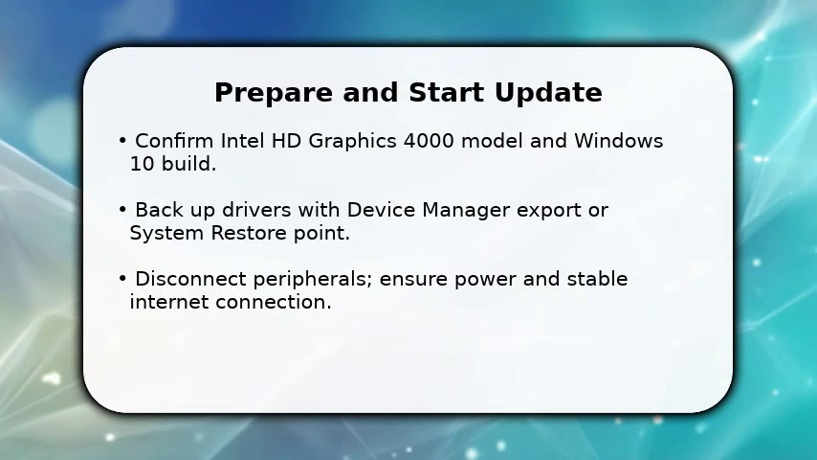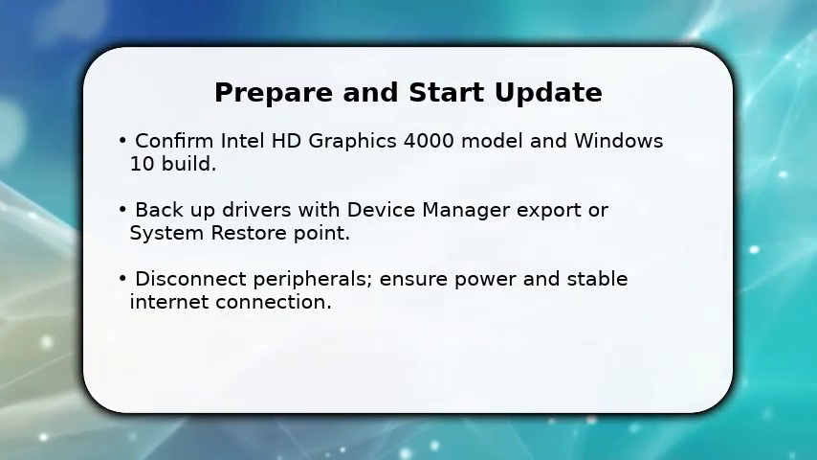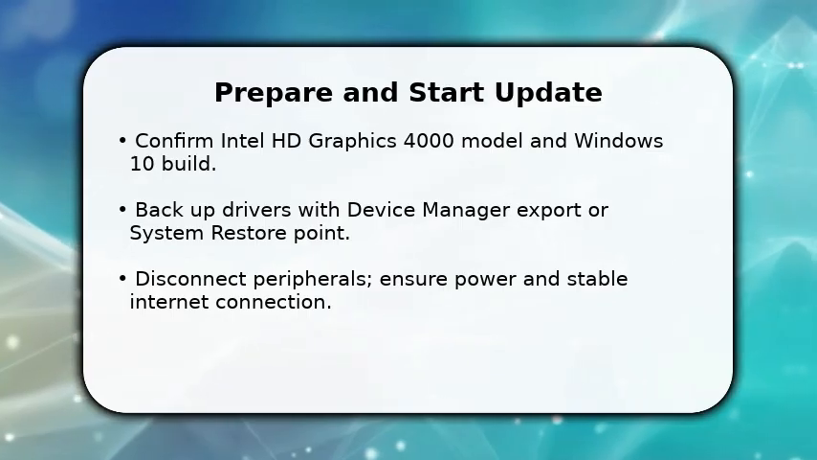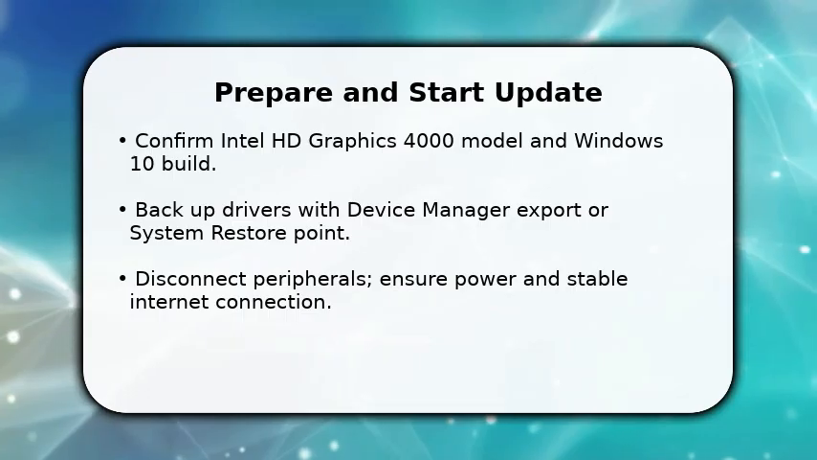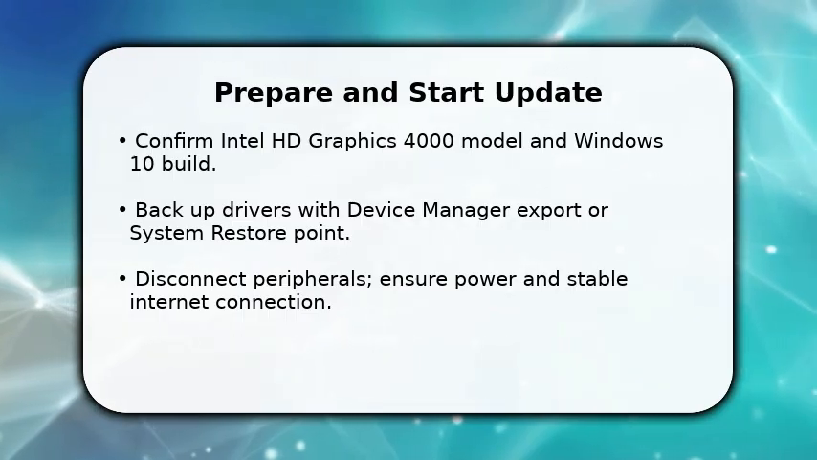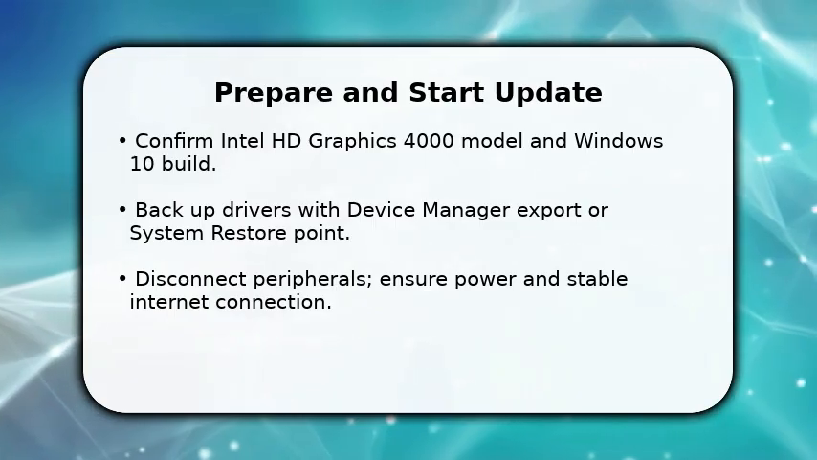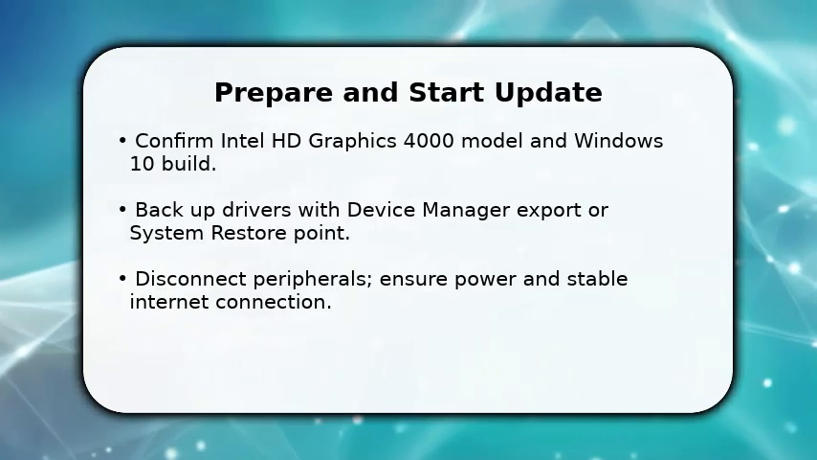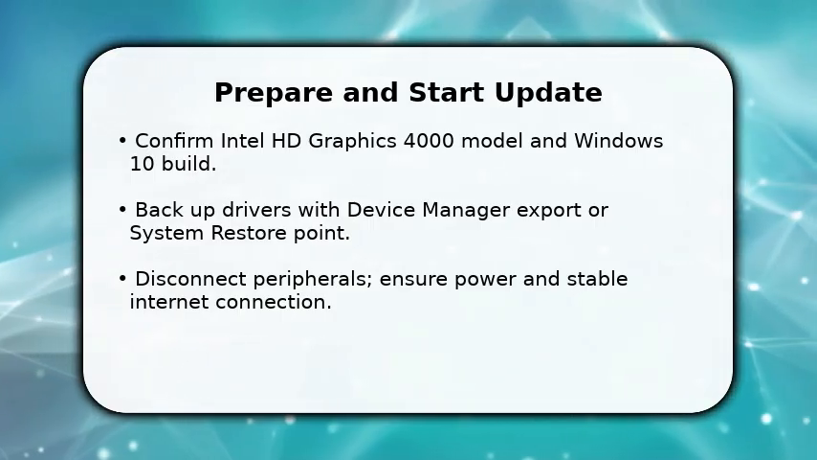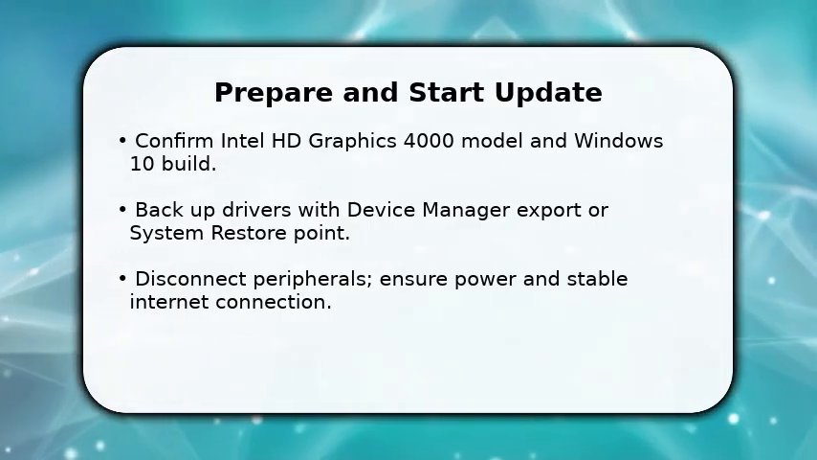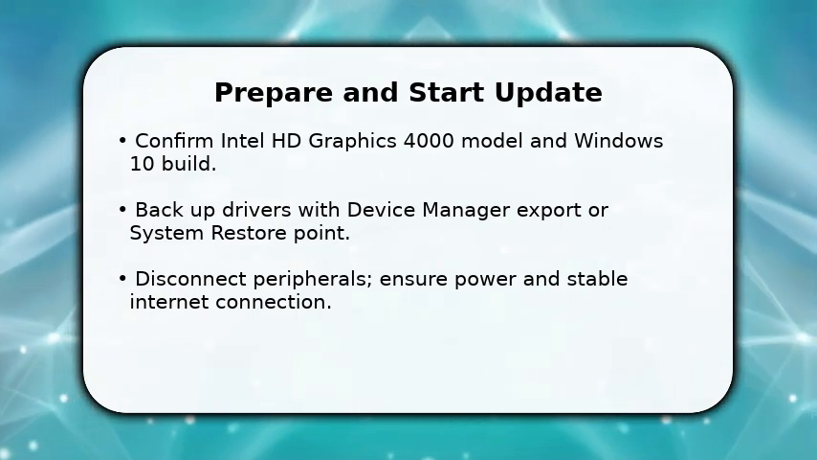You begin by confirming you have Intel HD Graphics 4000 and the exact Windows 10 build. This ensures compatibility. Once done, create a system restore point or export the current driver from Device Manager so you can roll back if needed. Next, disconnect extra USB devices and plug into power to avoid interruptions during installation. Make sure your internet is stable. Then open Device Manager and locate display adapters to start the driver update process.